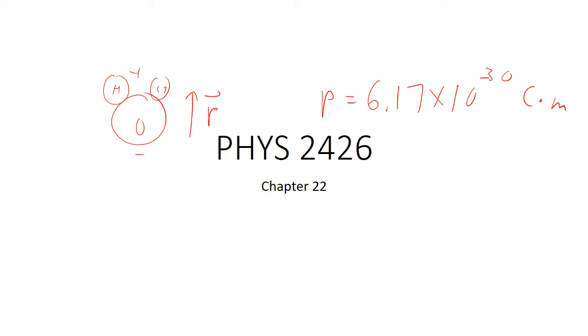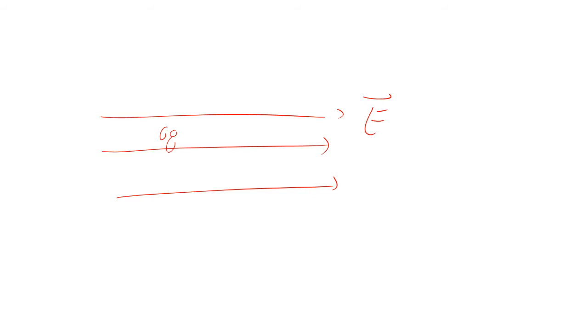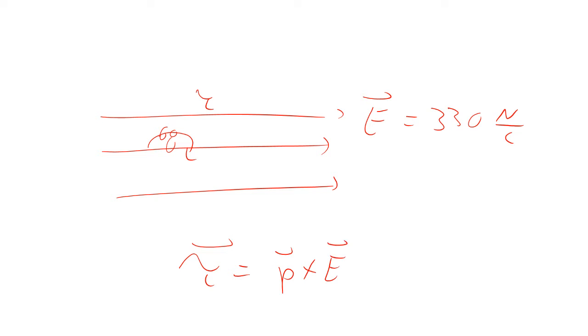Okay, now let's say we have our water molecule here and we put it in an electric field of 330 newtons per coulomb. What's going to happen? Well, the water molecule is going to experience a torque. So we know the torque is going to be P cross E. And so the question is, if you exert a torque, it's going to rotate.